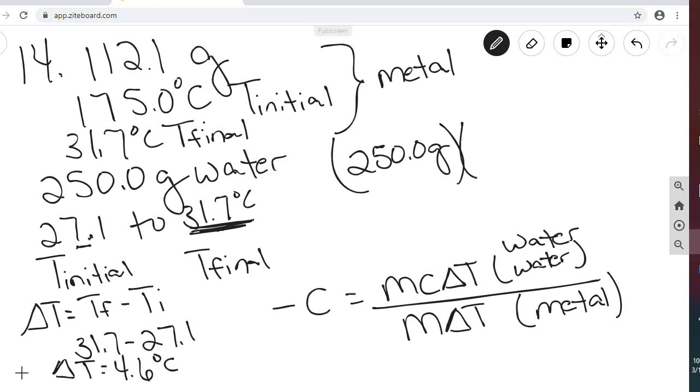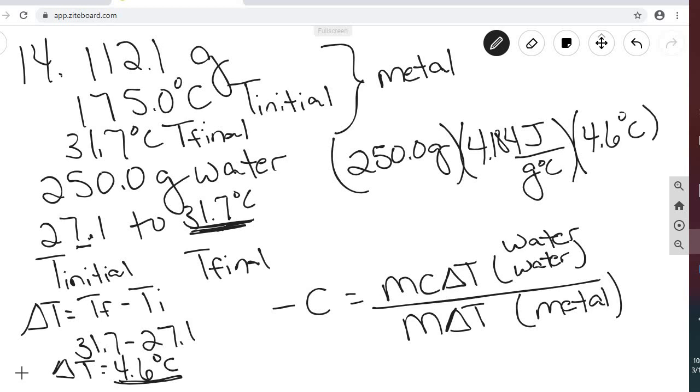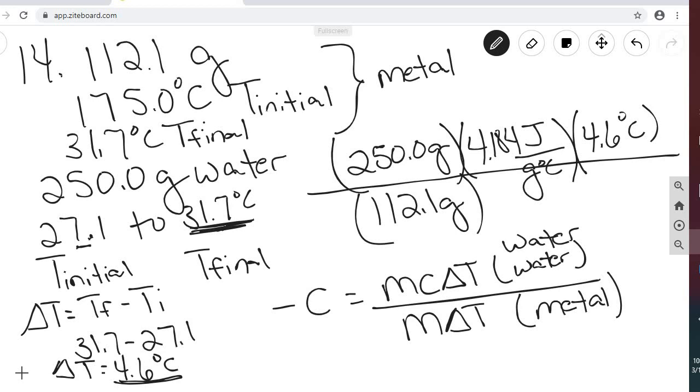The C of water, you'll be given this. You could also look it up in your book, 4.184 joules over grams degrees C. And the delta T for water we calculated as 4.6 degrees C. Okay, then we're going to divide that by the mass of the metal, which was 112.1 grams, and then delta T for the metal would be TF minus TI.